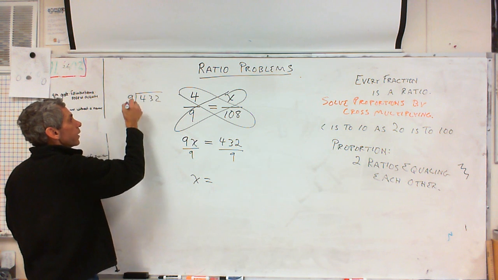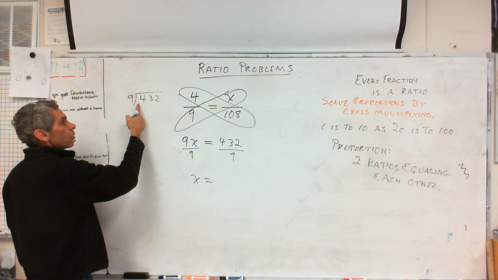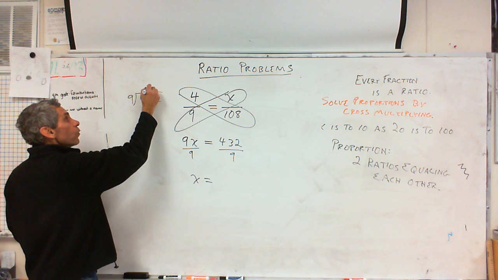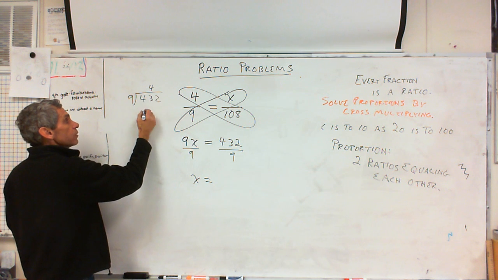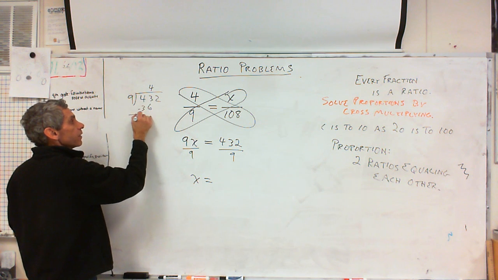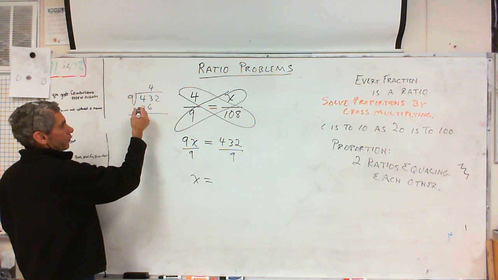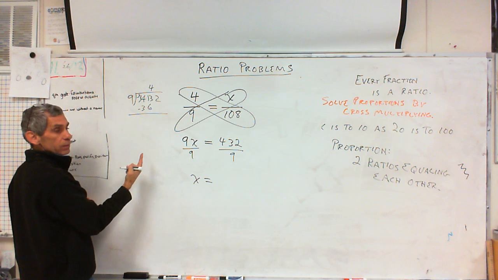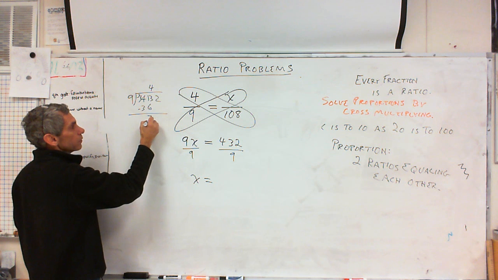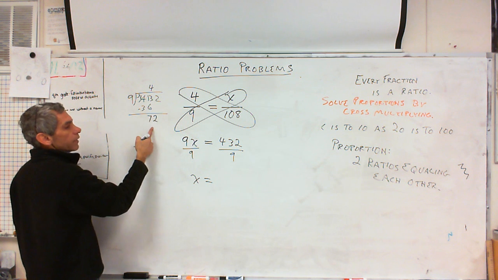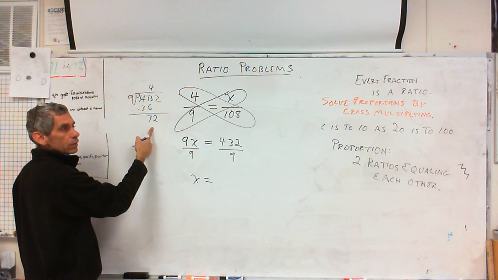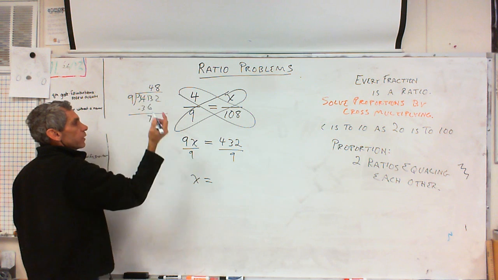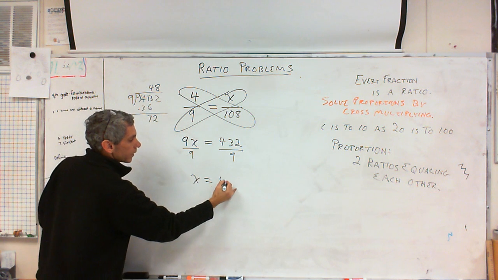432 divided by 9. 9 doesn't go into 4, but it goes into 43 4 times, right? 4 times 9 is 36. Subtract that, and that's going to become a 3. That'll be 13. 6 from 13 is 7, right? And then 2. 9 times 8 is 72, right? 48. All right, so x is 48.